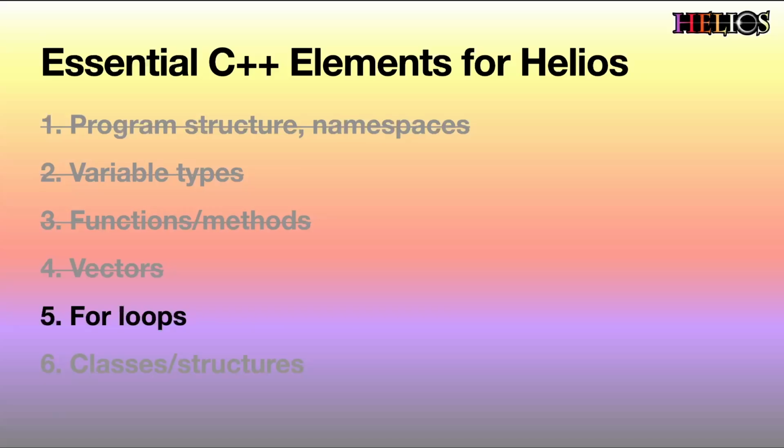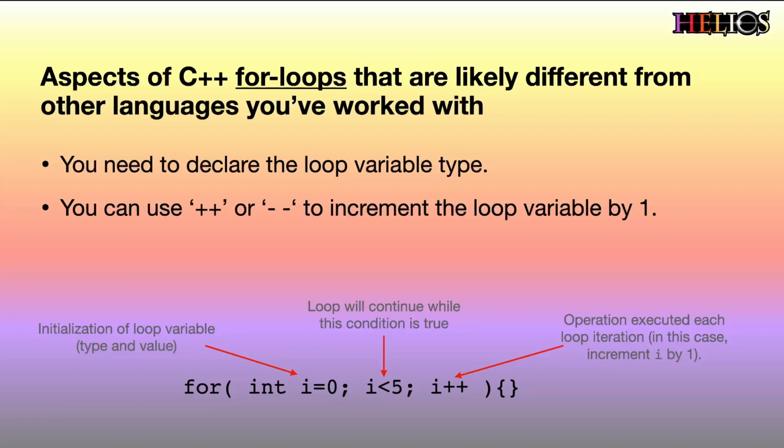All right, moving along to for loops. There are also some aspects of for loops in C++ that are probably different from other languages you've worked with. I'm assuming here that you have some general idea of how for loops work, and we're just talking about the differences in syntax between C++ and other languages that you might be familiar with. So a main difference is that you need to declare the loop variable and its type, which is different than many other languages, especially interpreted languages where you don't have to worry about the type. And then we can also use this ++ or -- operator to increment or decrement our value by 1. So this is just a shorthand that you'll see quite often.